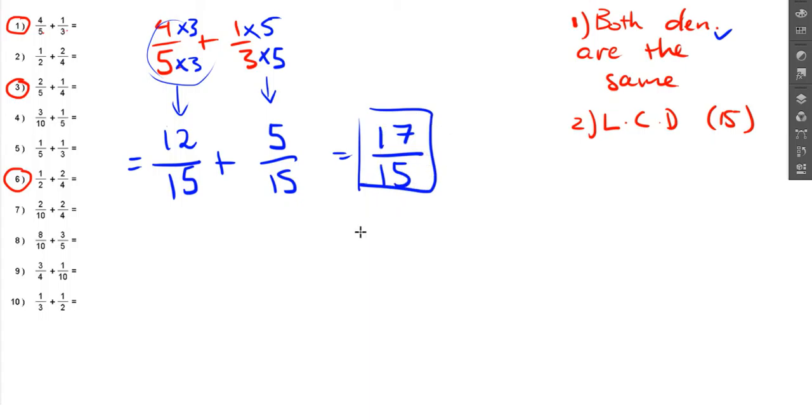You can convert this into a mixed fraction, where 15 goes into 17 once, and you have 2 remainder, and it's still in 15th parts. If you can get to this point, that's good. We want to get to this point, at least. If you still need to work on turning into mixed fractions, we can work on that next time.